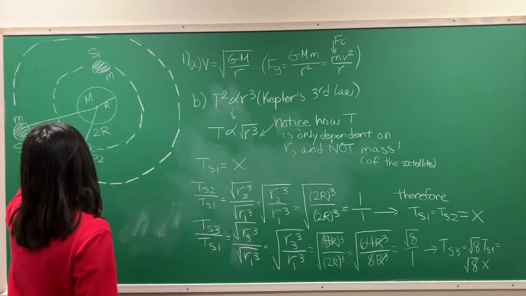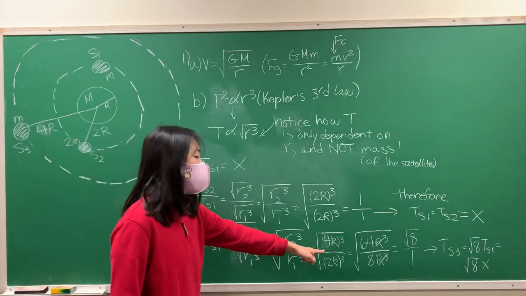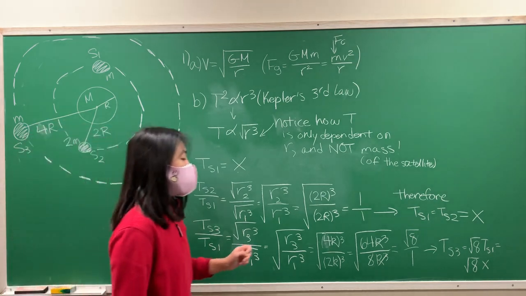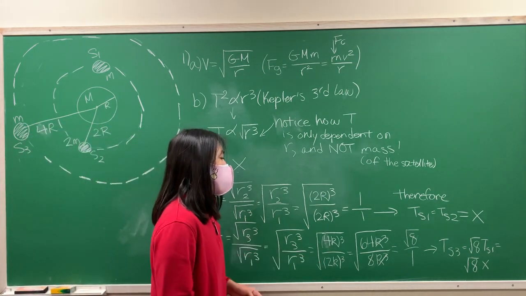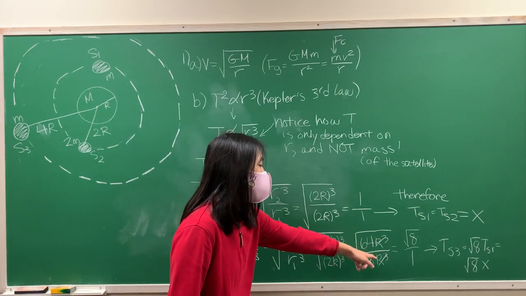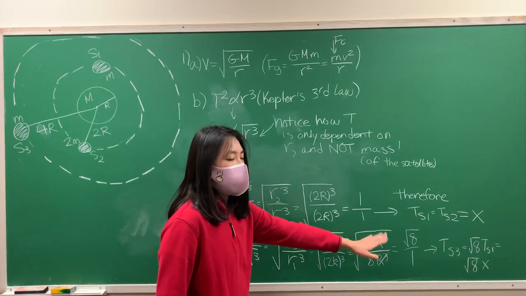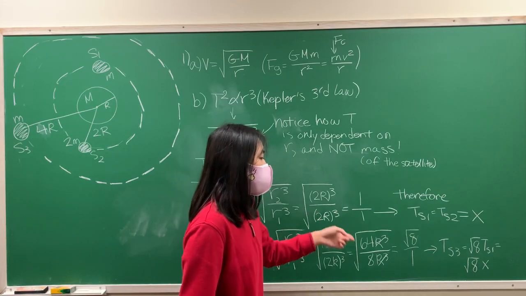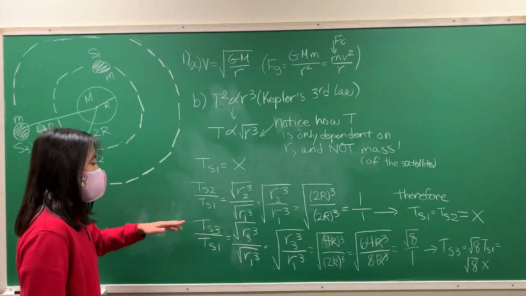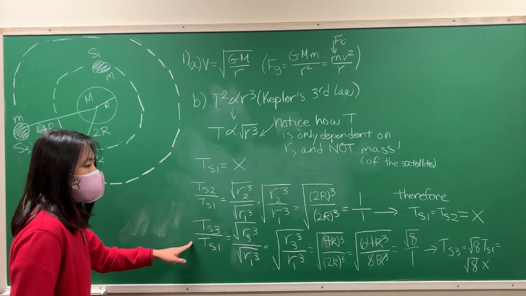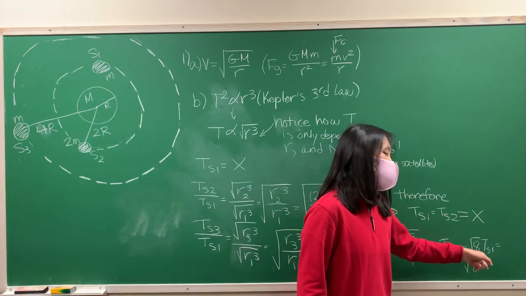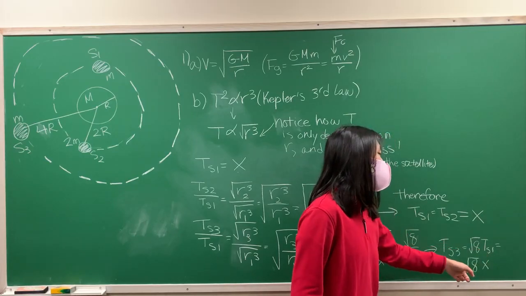And the radius of satellite 3 is 4r. And the radius of satellite 1 is 2r. It's not r, it's 2r. And so if you expand everything out, you get 64r cubed over 8r cubed. The r cubes cancel, and then you get the square root of 8 over 1 is how the period of satellite 3 is related to satellite 1. So that means that the period of satellite 3 is root 8 times the period of S1, which is equal to root 8 times x.